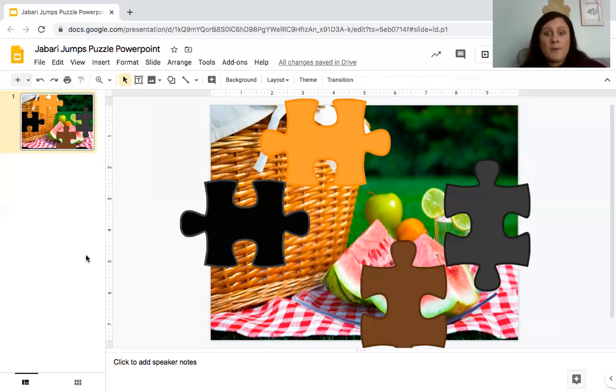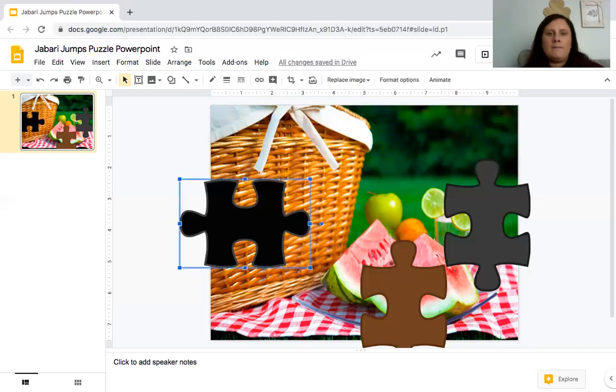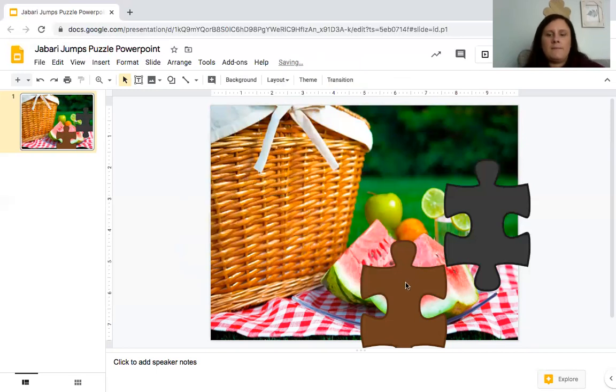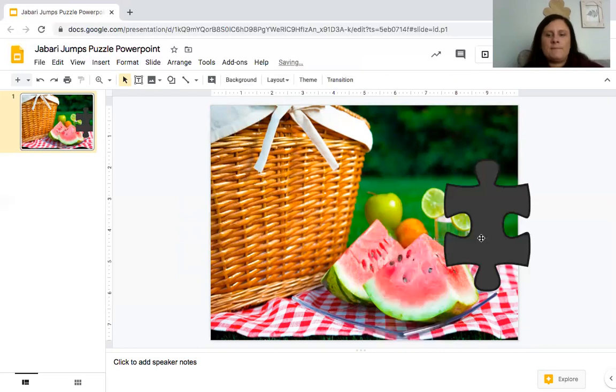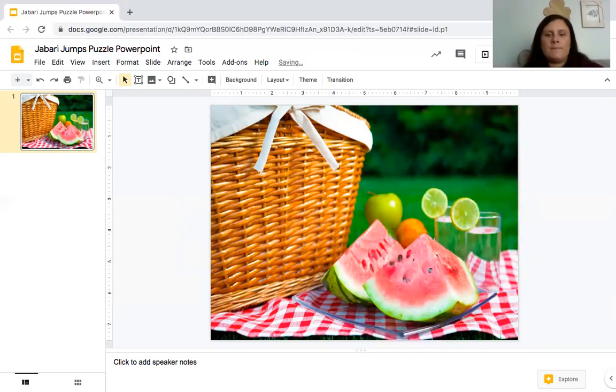All right, I took off 4 more pieces. I definitely see a whole lot more of this picture. It seems to be getting a whole lot clearer. Think about how you can connect that to when we read Jabari Jumps. We're going to take away a few more pieces, and then we're going to have the whole picture. How is that like reading a book? Think about finishing a book. All right. Now what do you see?